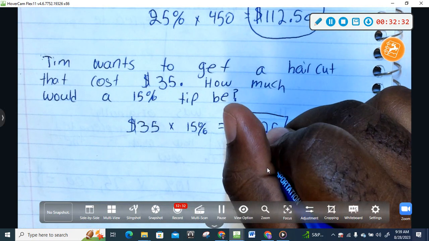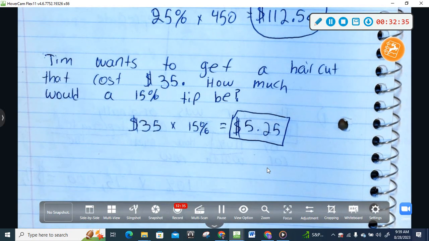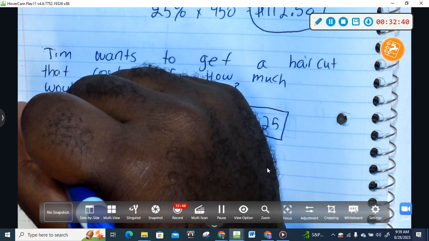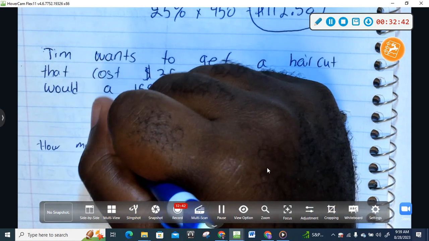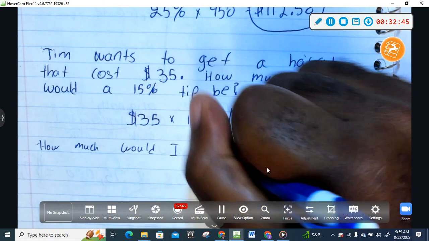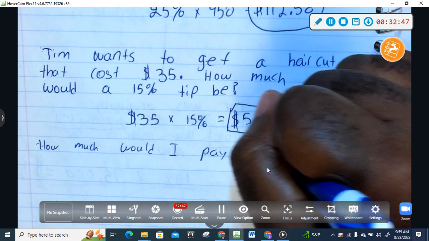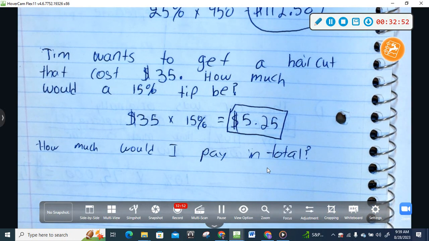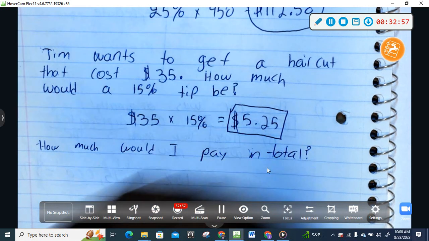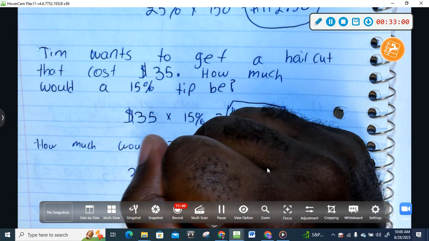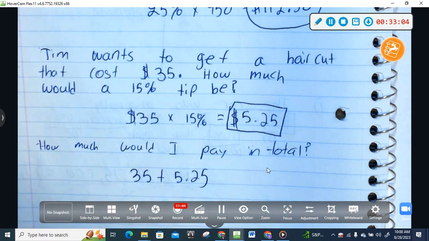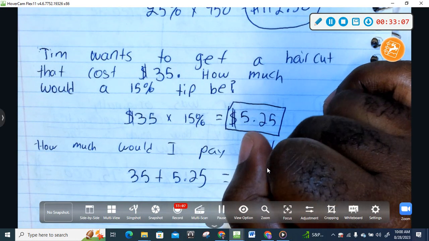Now, if I was to take a step further and say, how much would I pay in total? What's the last step then, if they ask me that? Add. Good. What would I add? 35 plus $5.25. And what would that give me? $40.25. There we go.